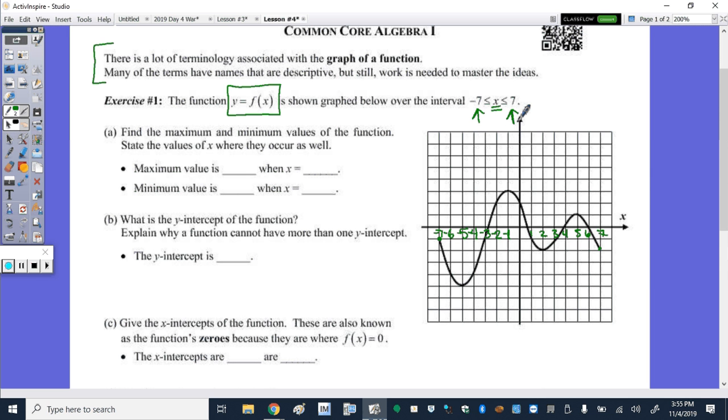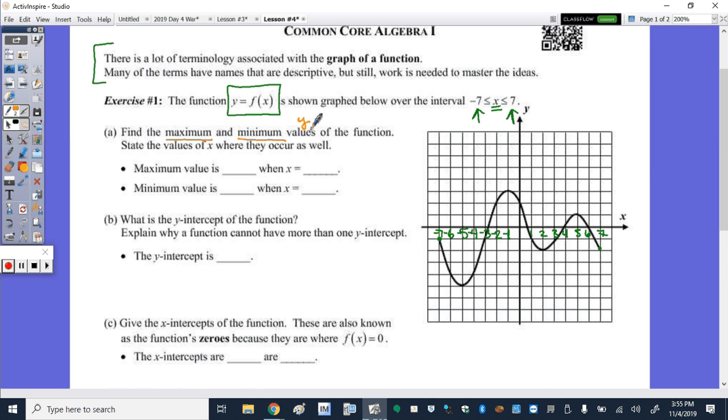So that's the x values for which it's graphed. Okay? You grab a different color. Find the maximum or high point and minimum low point, again, y values of the function. So what are the max and min outputs? And then state the x values where that occurred.